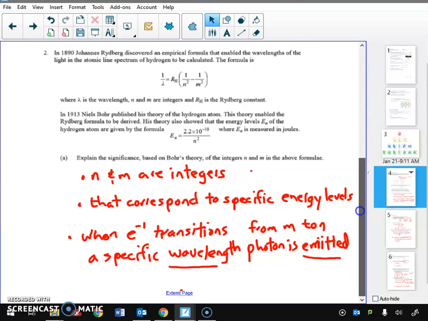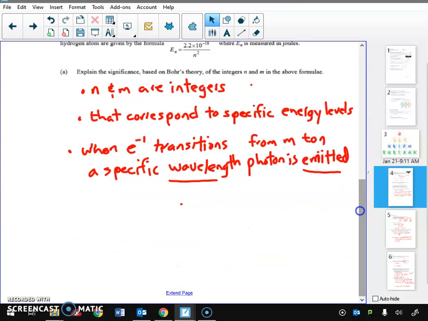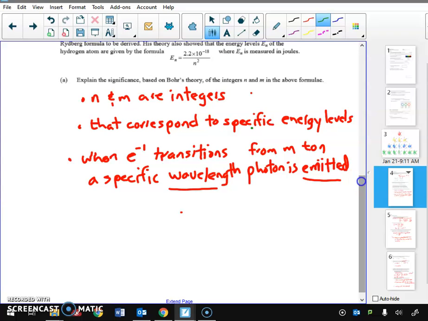Okay, next one is this whole 1 over lambda that we did the derivation on. So good news is you don't have to do the derivation or even know all that, but we want to understand the significance of what the n and m are. So first, one of the statements you should make is n and m are integers. And what do those integers refer to? Specific energy levels. So you've got to make a statement like that or something to that effect.